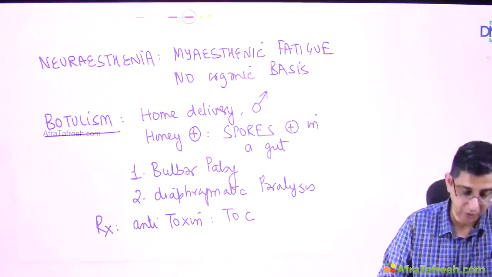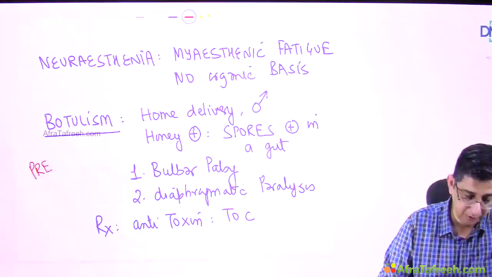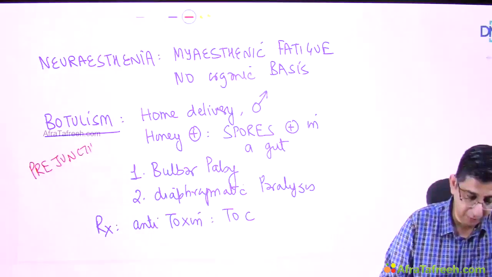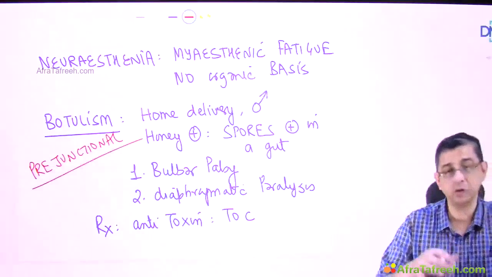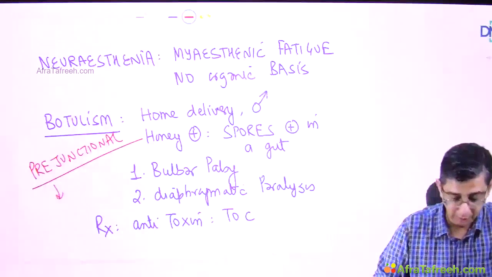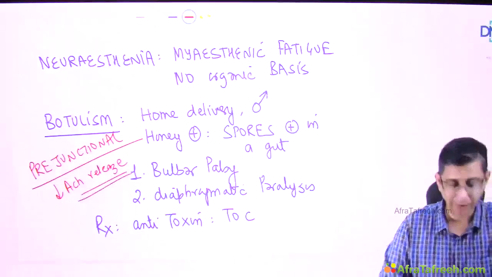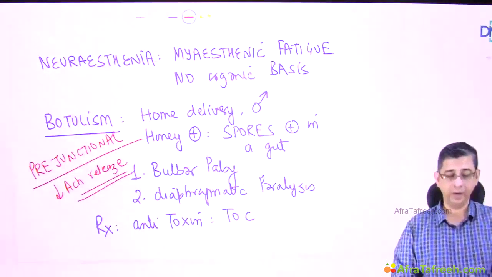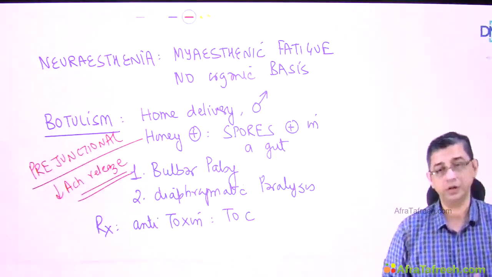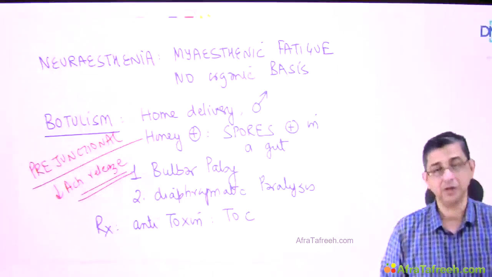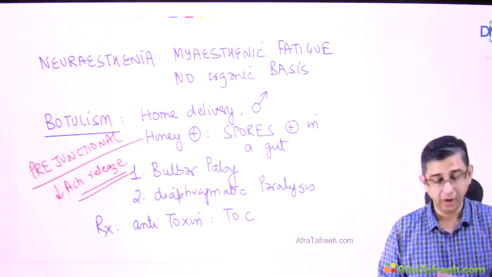Botulism I have mentioned because this is also a pre-junctional defect, or a presynaptic defect. The toxin acts on the neuromuscular junction, and it reduces the amount of acetylcholine released at the neuromuscular junction. So I would say the common thing between Lambert-Eaton syndrome and botulism is only the decrease of acetylcholine release, but the age of presentation and the allied features that I have mentioned are grossly different.